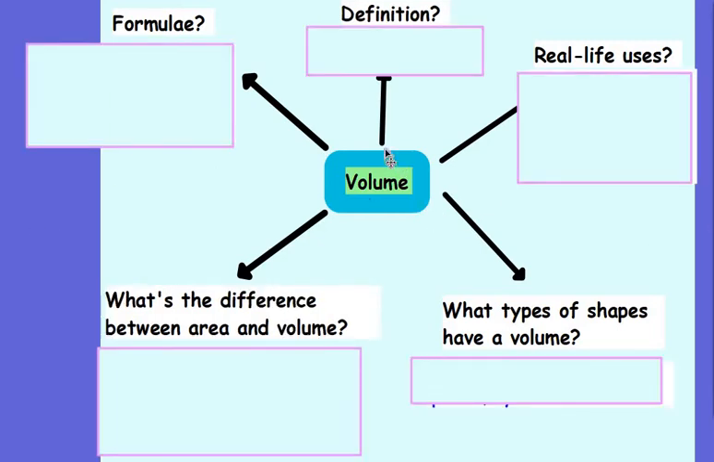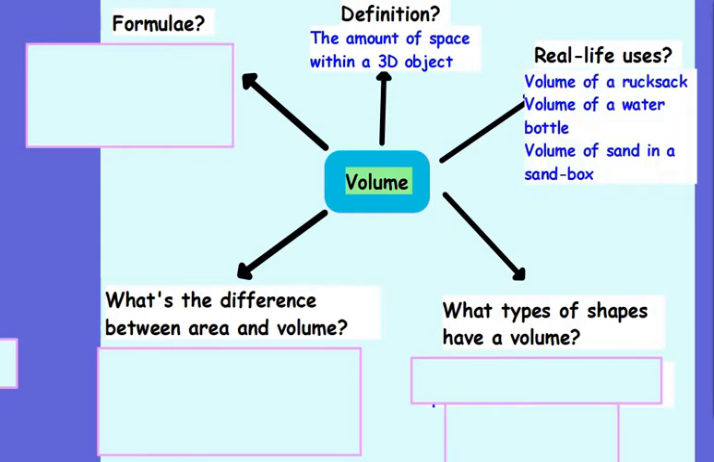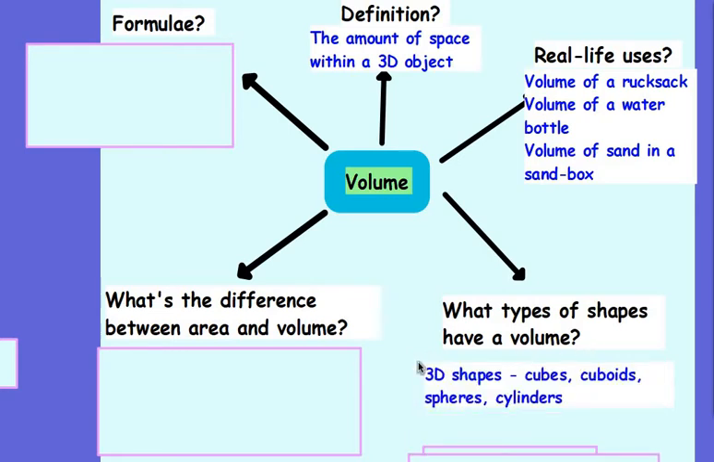Okay, here's some of the things that I thought of. The definition of a volume, I said, was the amount of space within a 3D object. So I said it had to be a 3D object, like a tin or a box, and the amount of space within it. Real life uses, I said you could have the volume of a rucksack if you're on Duke of Edinburgh, maybe the volume of a water bottle, volume of sand in a sandbox. Types of shapes that have a volume, always a 3D shape, but you could have cubes, cuboids, spheres, cylinders, as long as it's in 3D.